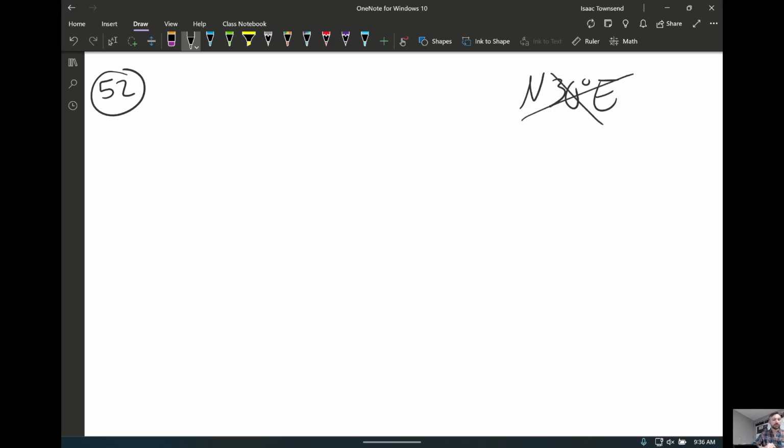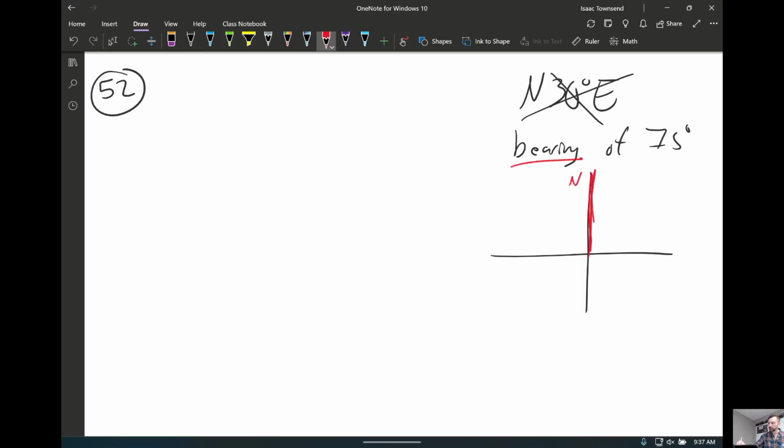Bearings can also just be a number. Like the first one says bearing of 75 degrees. If it does not give you directions, like this one, then it's assumed that you're starting at the north line always and turning clockwise. So for question 50, I'm going to erase this in just a second, but the first airplane is going 810 miles from Franklin to Centerville with a bearing of 75 degrees.